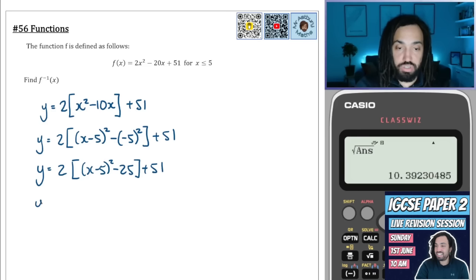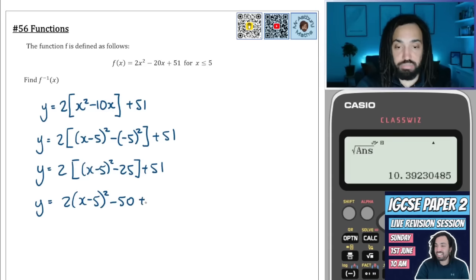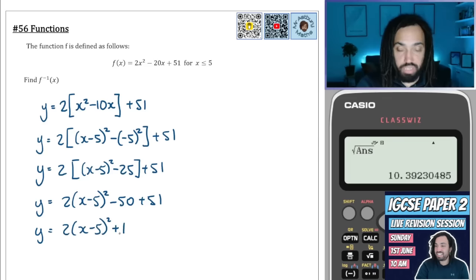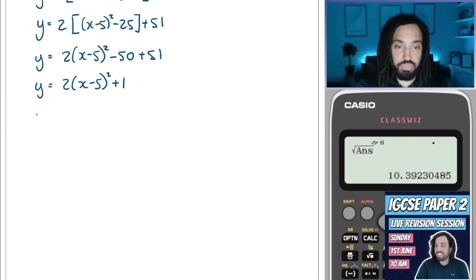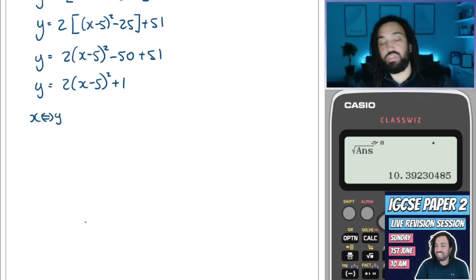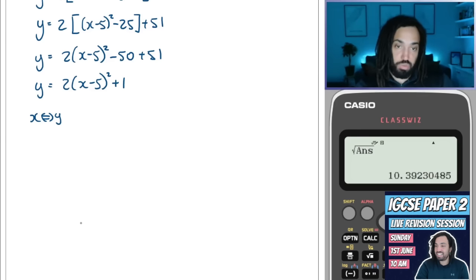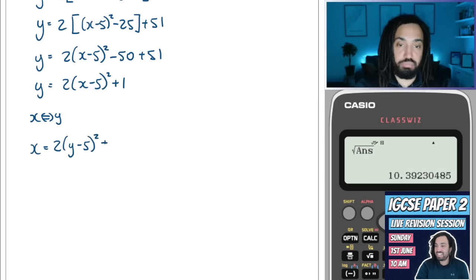And then we need to multiply through by 2 now, so it becomes 2 lots of this bracket, and then we get minus 50 and then plus 51. So we get y is equal to 2(x minus 5) all squared plus 1. Brilliant. Okay, now comes the x-y swap. And we do that to find the inverse function. We swap the x for y, the inputs for the outputs, they swap over. So we get x is equal to 2 lots of (y minus 5) squared plus 1.